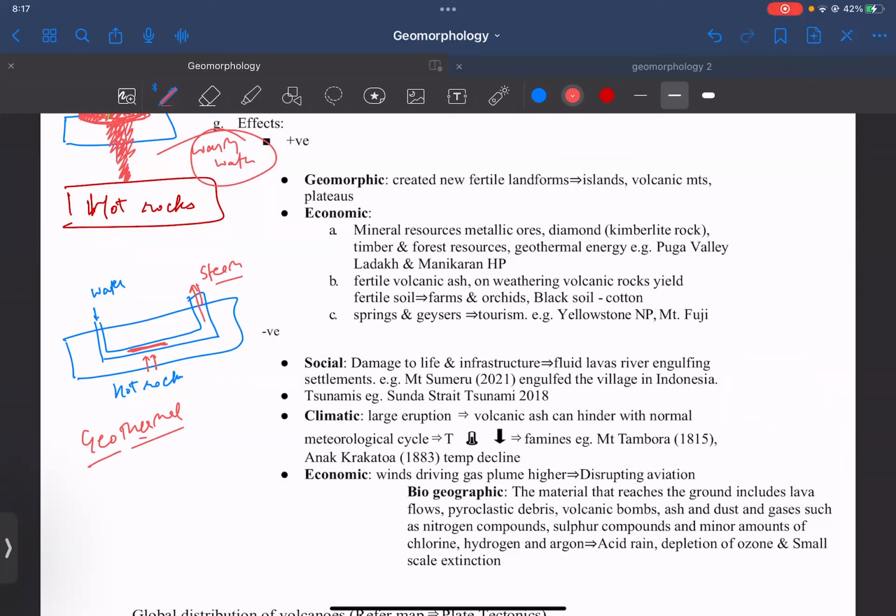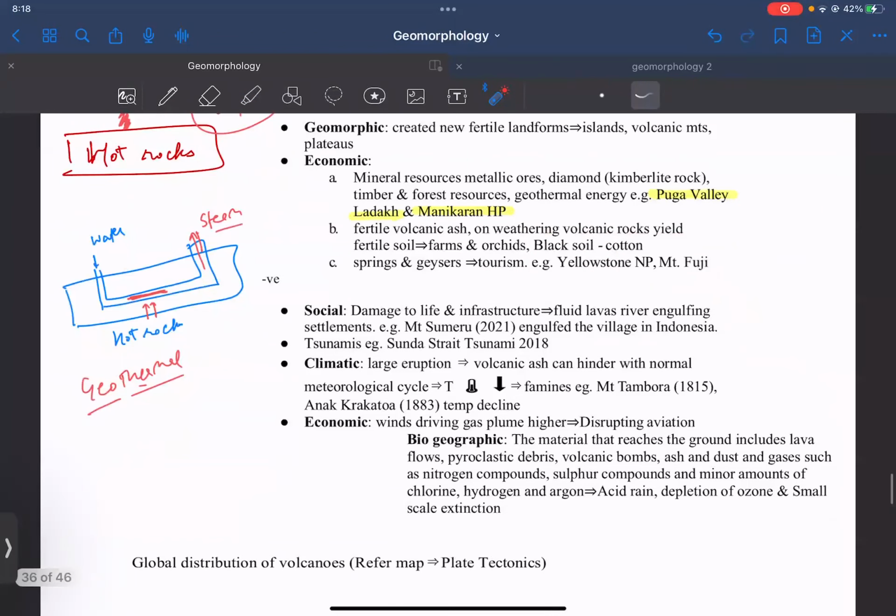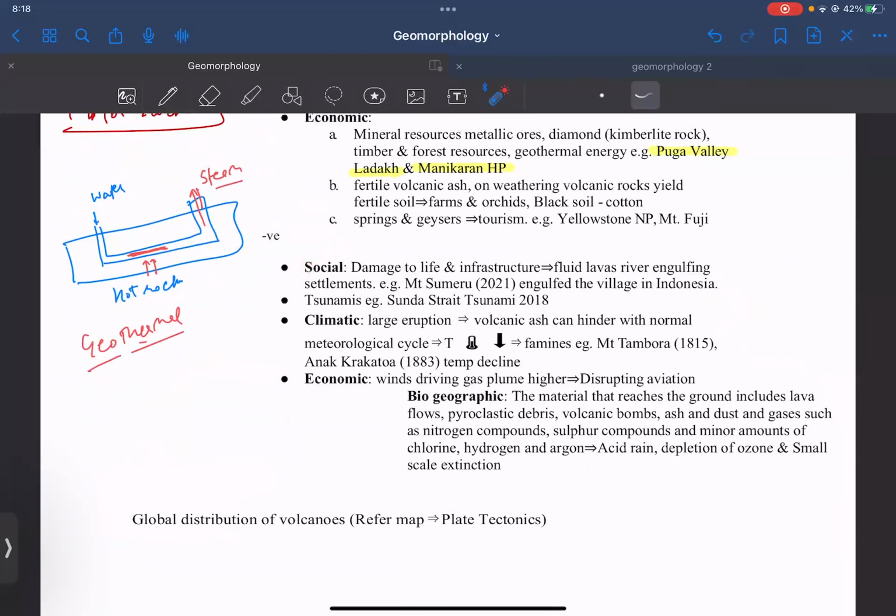So we have potential in India, where there are two locations, Puga Valley in Ladakh, Manikaran in Himachal Pradesh. Keep these two places in mind. Over there we find the hot water springs also. Manikaran is famous for Sikh pilgrimage also. Right? Then it is bringing volcanic ash, black soil, which is quite popular for cotton in India. Right? Springs and geysers can be used for tourism. Yellowstone National Park, Mount Fuji. Social means loss of life, damage, and all those things.